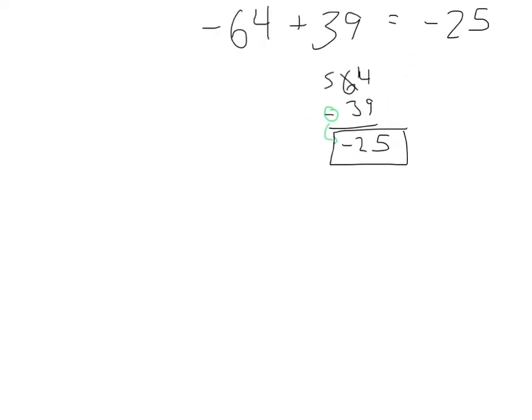Now let's see if that makes sense. Well, if we started at -64, and let's say that's 0 there, and we're going to add 39 to it, I'm not going to get all the way to 0, right? I'm going to be somewhere roughly in between. In fact, that spot where I stop is -25.